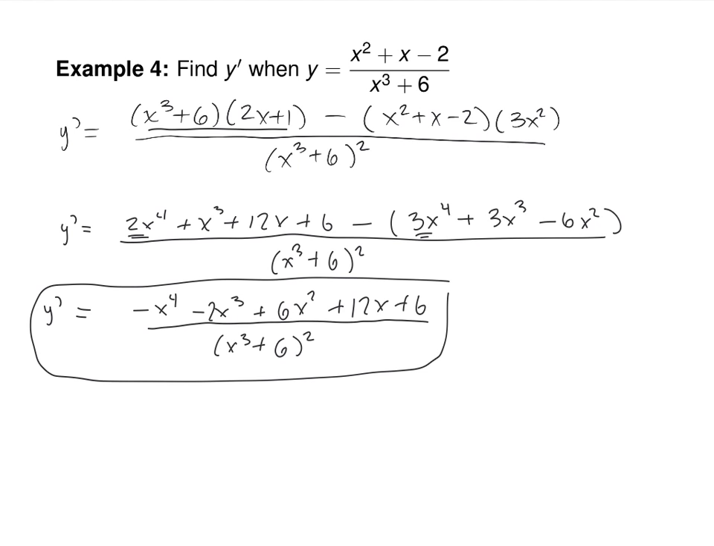So don't ever expand denominators. You don't have to. Just the numerators. Okay, we'll never do it again. We'll never do it again? Okay, good. Awesome. Let's work.